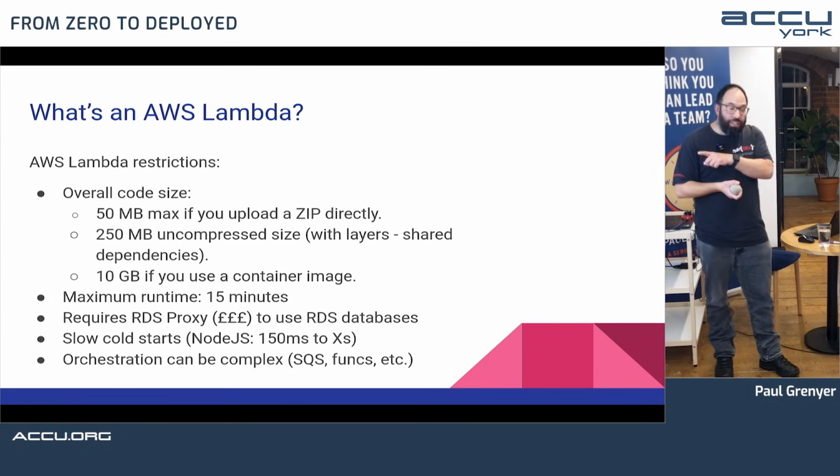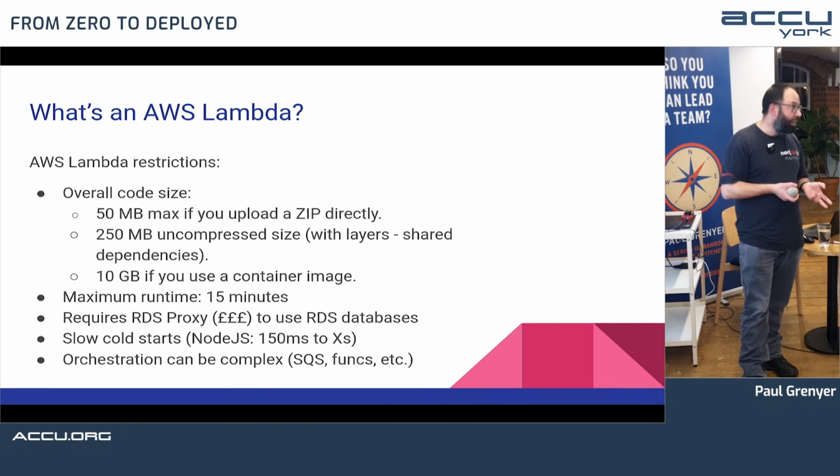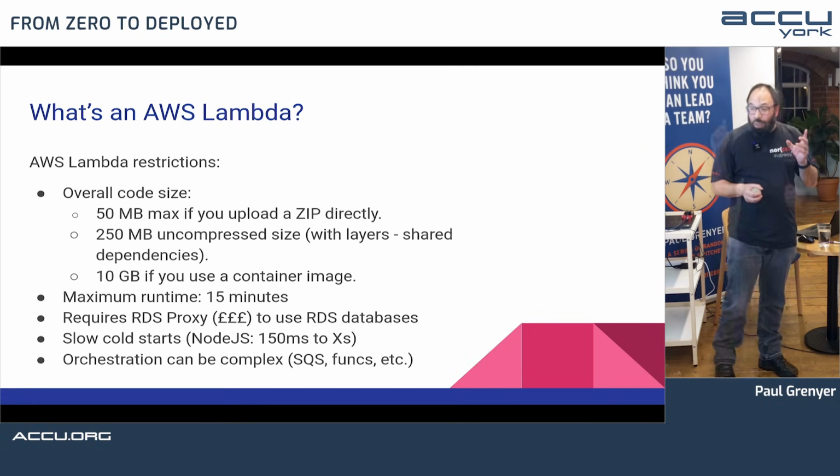If you want to talk to an RDS database from a Lambda, Postgres, MySQL, what have you, then you need to use the RDS proxy, which is expensive. Because Lambdas scale brilliantly, RDS databases don't. So the RDS proxy manages the connection pools for you.